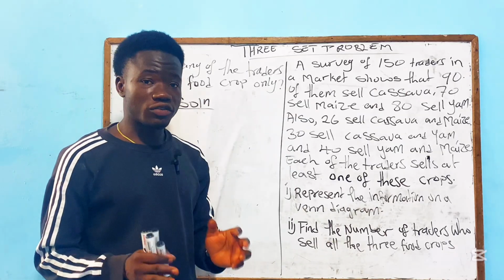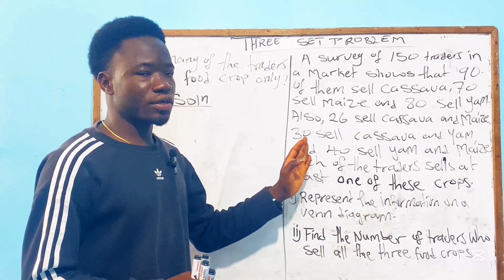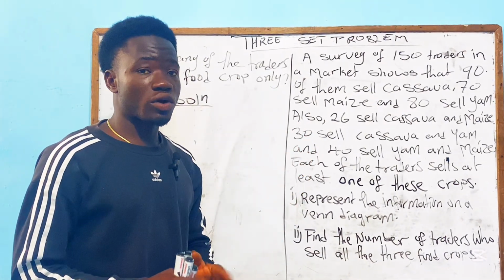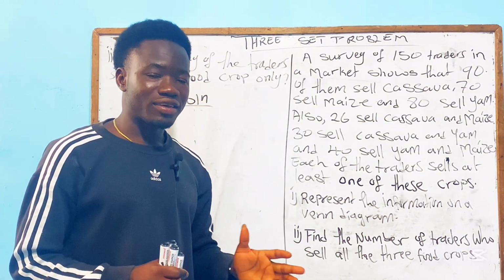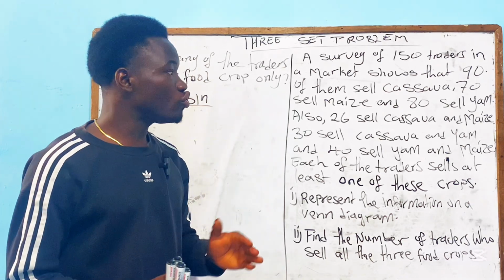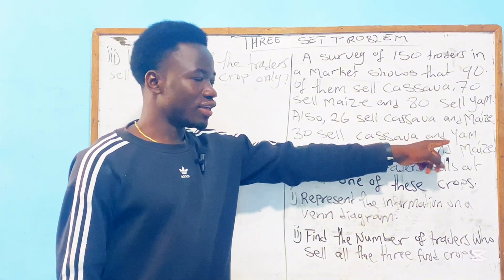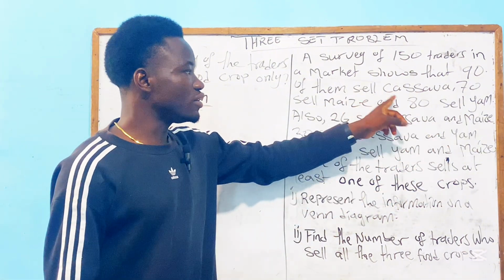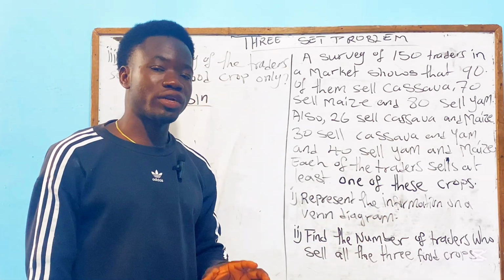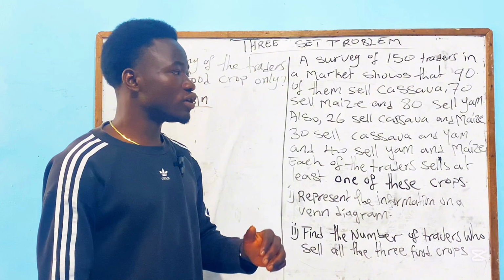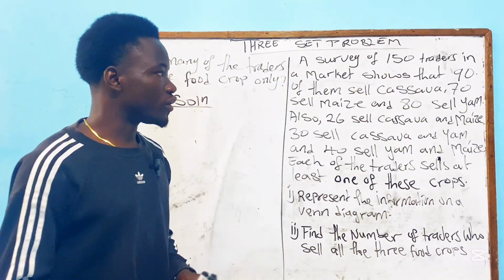The first thing you got to do is to write out the information in the question. Define your terms, the variables you are going to use. We know a set is denoted by capital letters. So you use capital letters to represent cassava, maize, and then yam. So we can let cassava be C, maize to be M, and yam to be Y for easy identification. Otherwise, you can use any other variable. But for easy identification, we always recommend that you use the initials of the particular item you are dealing with.